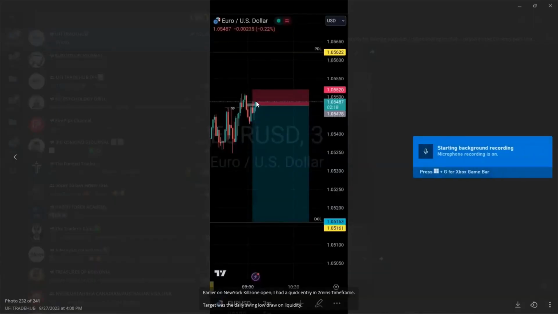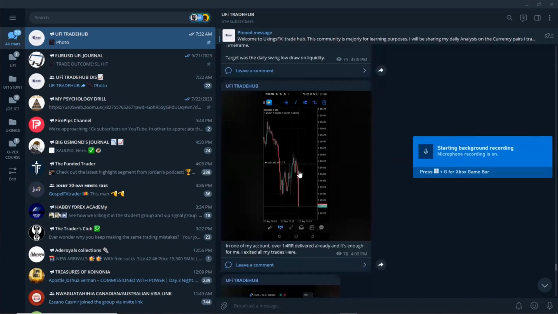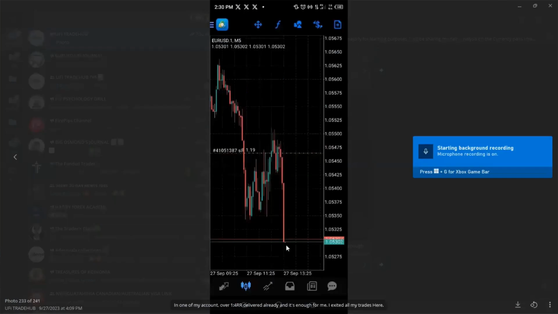And you can see price returning to that. And this is the 2 minute entry, and this is the delivery. It delivered beautifully well, right? So I closed here at 1:4R. It was very quick, so it gave me 1:4R here.